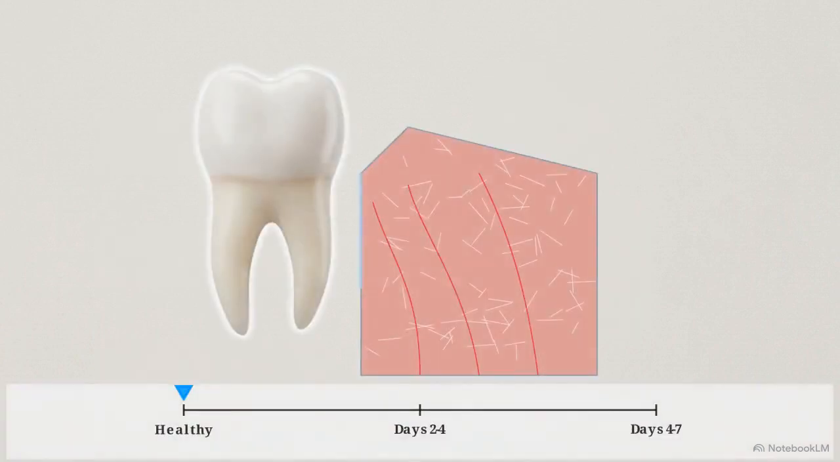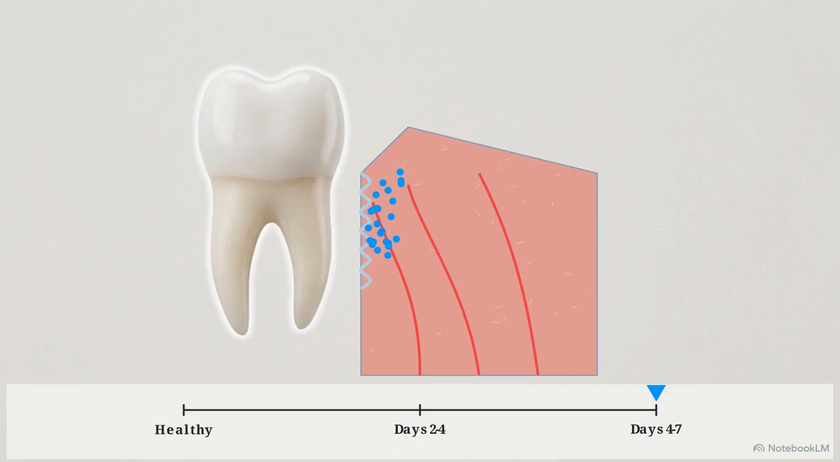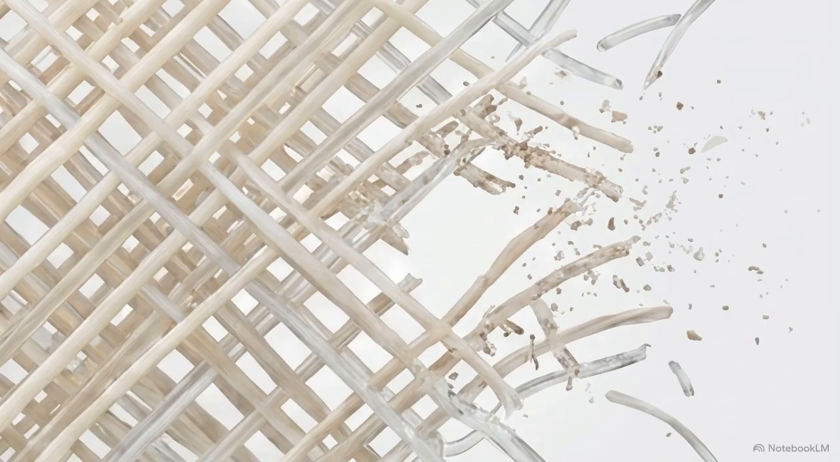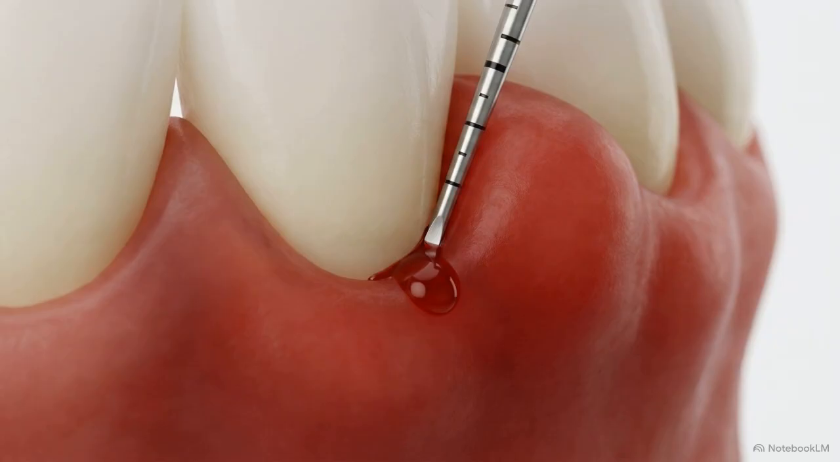The Page and Schroeder continuum maps subepithelial destruction. The initial lesion, days 2 to 4, features PMNs migrating into the sulcus. By days 4 to 7, the early lesion begins. Lymphocytes dominate, and the supporting collagen network fragments. During the early lesion, 70% of the collagen in the infiltrated area is degraded. This combination of collagen loss and increased vascular fragility causes bleeding on probing, the earliest objective sign for diagnosis.